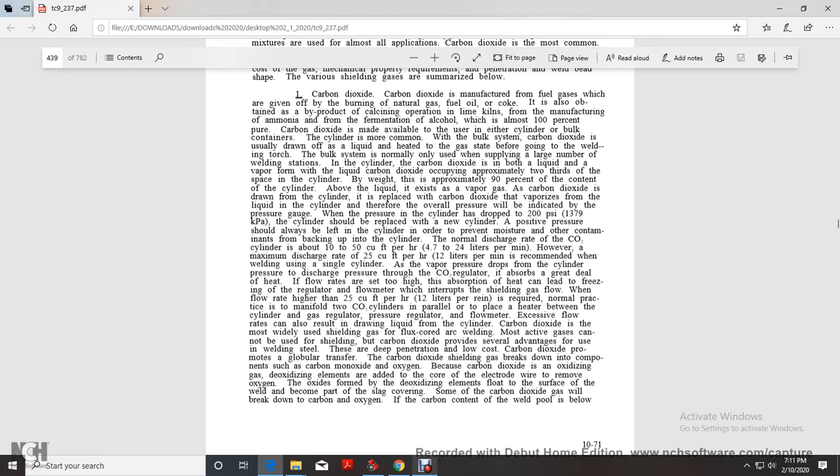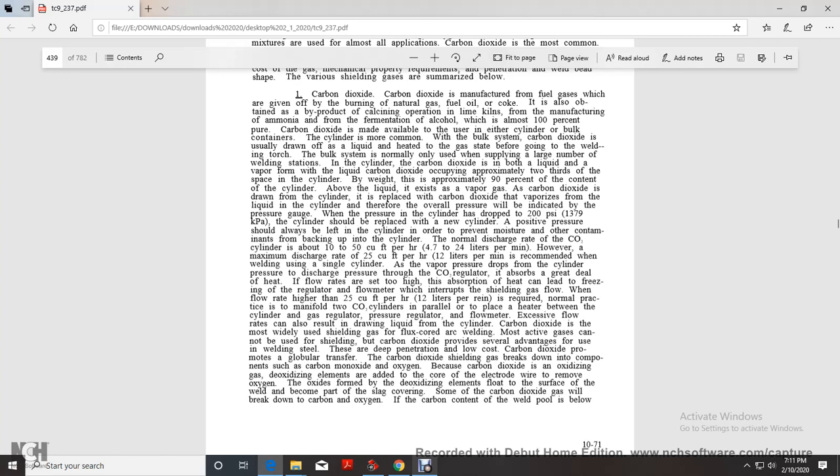Normal discharge rate of the carbon dioxide cylinder is about 10 to 50 cubic feet per minute. However, a maximum discharge rate of 25 cubic feet per hour is recommended when welding from a single cylinder. As the cylinder vapor pressure drops with the cylinder pressure, the discharge pressure through a carbon dioxide regulator absorbs a great deal of heat. If flow rates are set too high, the absorption of heat can lead to freezing of the regulator flow, meaning it interrupts the shielding gas flow, with a flow rate higher than 25 cubic feet per minute.